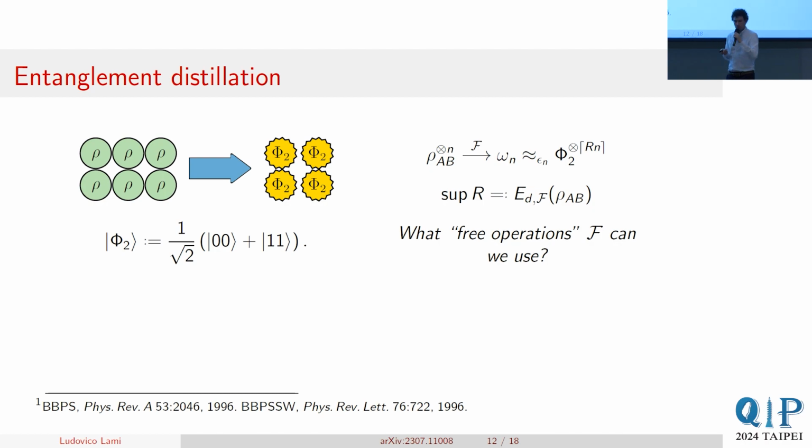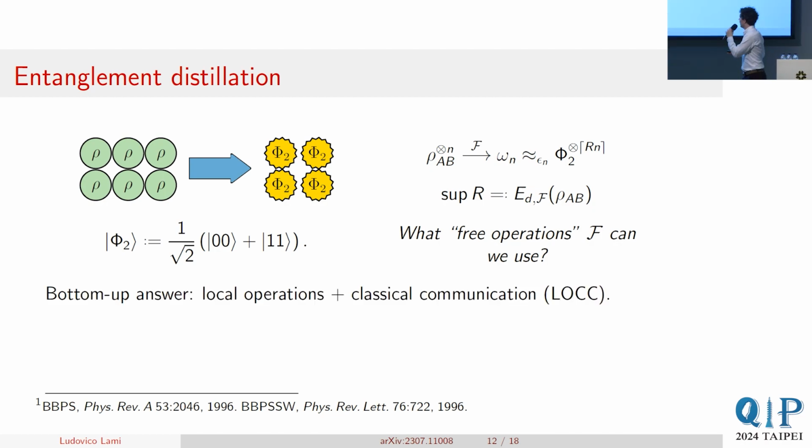But what free operations can we use? There is a standard answer, kind of bottom-up constructive, which is of course LOCCs, local operations and classical communication. That's all you can use in a physically reasonable setting, at least with standard quantum mechanics. This is a very reasonable answer, a very good answer, well motivated, but there are a couple of problems with this.